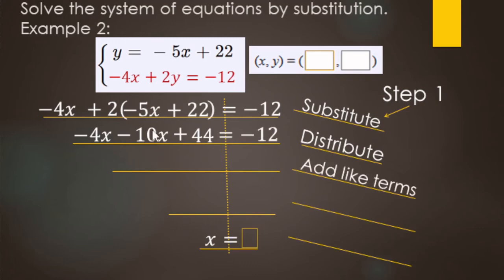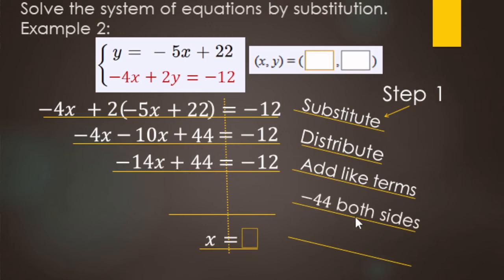We're still cleaning up, still simplifying. Next up, we're going to add like terms. We've got the x terms here. Negative 4x minus 10x is going to be negative 14x. We still have the plus 44 equals negative 12. Now we're down to a two-step equation. Should go fairly fast here. X is being added by 44. So let's undo the addition with a subtract 44 to both sides.